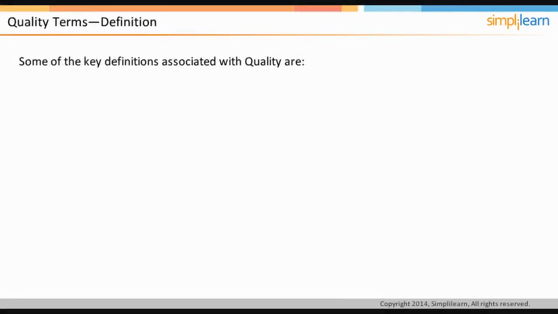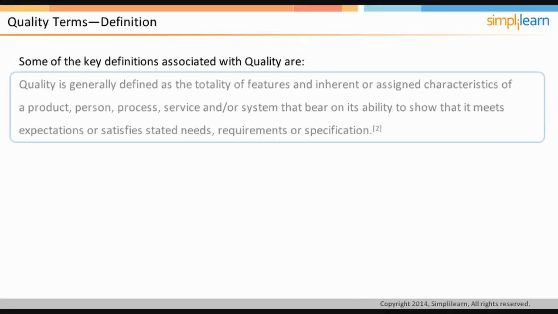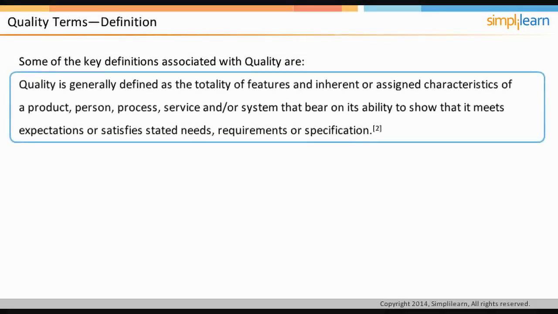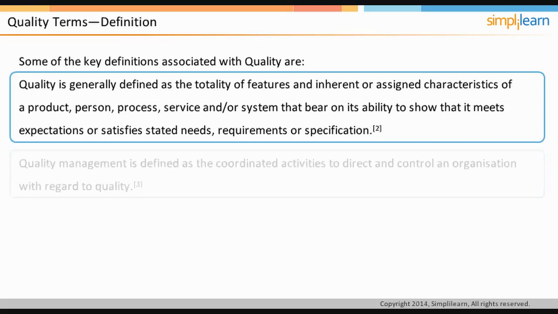Understanding some of the following key definitions associated with quality is important to fully grasp this topic. Quality is generally defined as the totality of features and inherent or assigned characteristics of a product, person, process, service, and/or system that bear on its ability to demonstrate that it meets expectations or satisfies stated needs, requirements, or specifications. In other words, quality ensures that the resulting product of the project meets the need for which the project was undertaken.